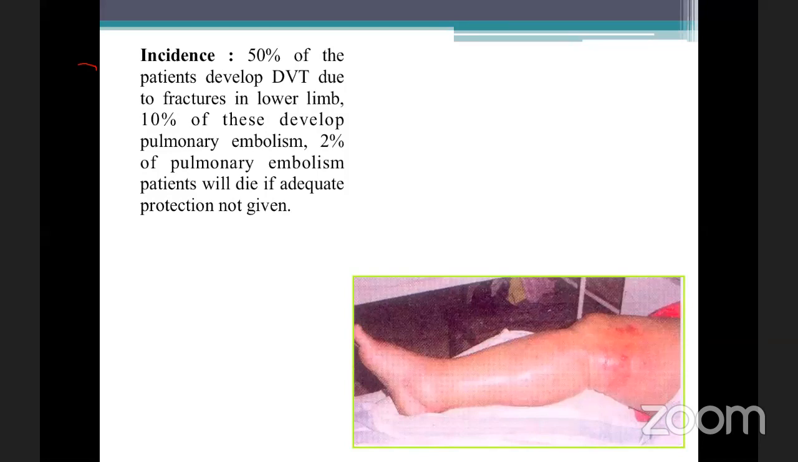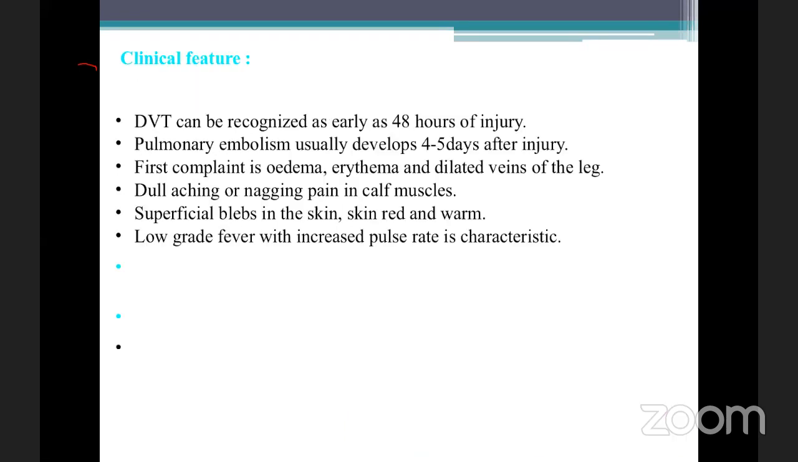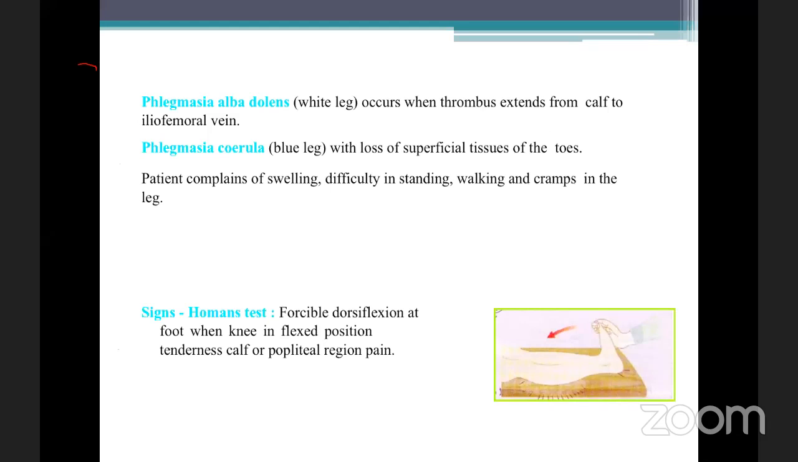This is the statistics. This is how a limb looks when you have DVT: swollen, with hyperthermia, and severe tenderness when you palpate. DVT can be recognized as early as 48 hours clinically. Pulmonary embolism, manifested as shortness of breath and sudden collapse, usually develops 4 to 5 days after injury. The first complaints will be edema, erythema, dilated veins of the leg, dull aching or nagging pain in the calf muscles, superficial blebs in the skin, redness and warmth. Low-grade fever with increased pulse rate is characteristic.